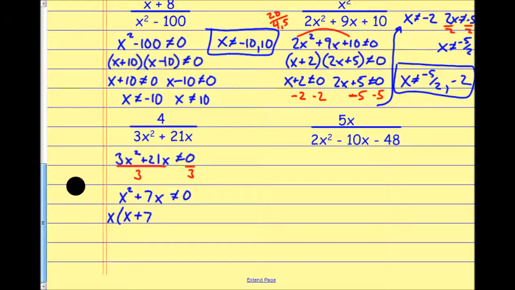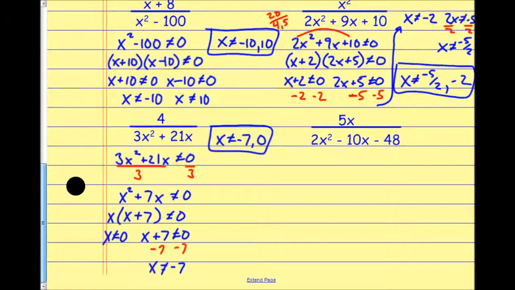And now I set each factor not equal to 0. So x cannot equal 0. The x plus 7 cannot equal 0. The first one's already solved. The second one, I subtract the 7 from each side. So I find out that x cannot equal a negative 7. So my two restrictions here, I find out that x cannot equal a negative 7 or a 0.